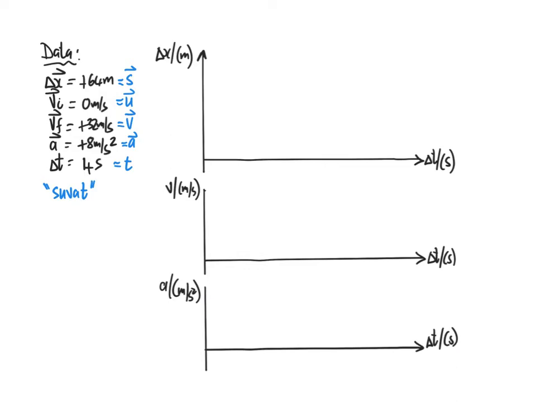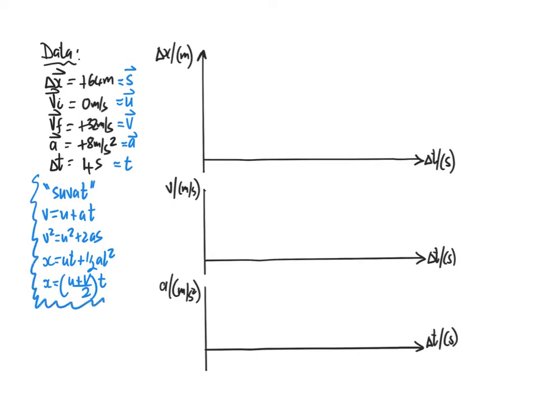And there's nothing wrong with using this as long as one then adjusts the equations. And then the equations become the following: V equals U plus AT, V squared equals U squared plus 2AS, X equals UT plus a half AT squared, and X equals U plus V over 2 times T. This is known as the SUVAT system by some teachers.